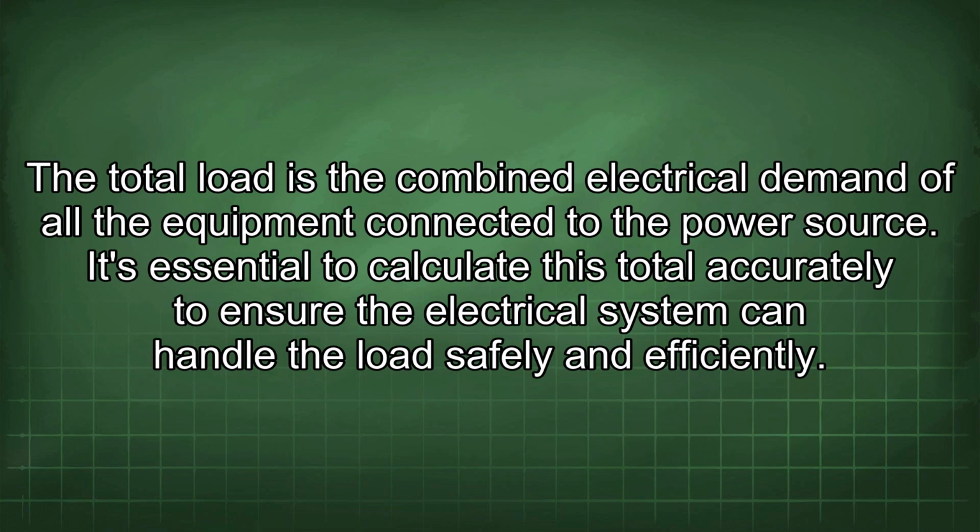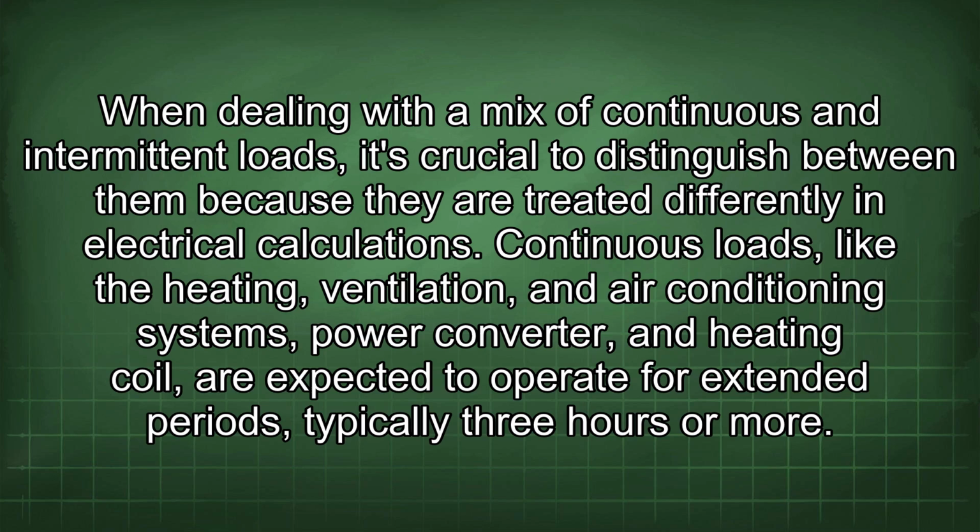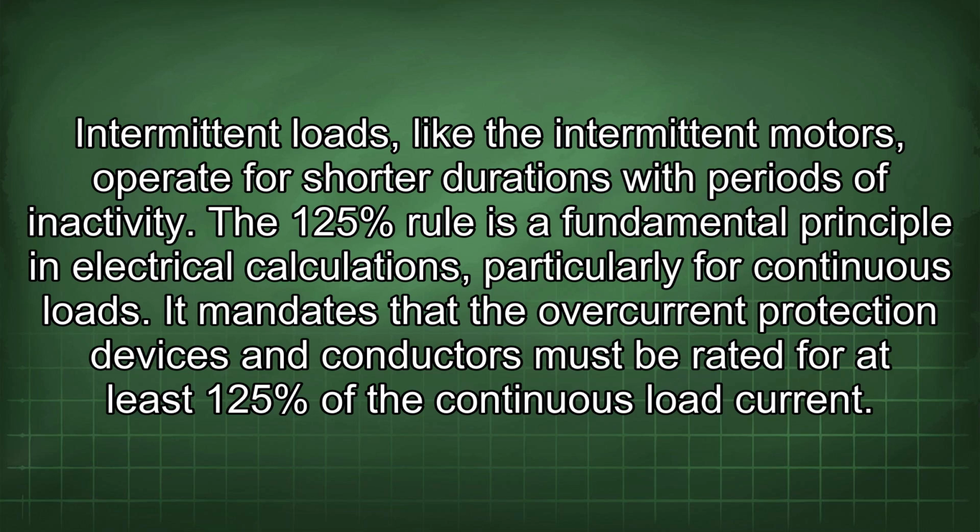The total load is the combined electrical demand of all the equipment connected to the power source. It's essential to calculate this total accurately to ensure the electrical system can handle the load safely and efficiently. When dealing with a mix of continuous and intermittent loads, it's crucial to distinguish between them because they are treated differently in electrical calculations. Continuous loads, like the heating, ventilation, and air conditioning systems, power converter, and heating coil, are expected to operate for extended periods, typically 3 hours or more. Intermittent loads, like the intermittent motors, operate for shorter durations with periods of inactivity.